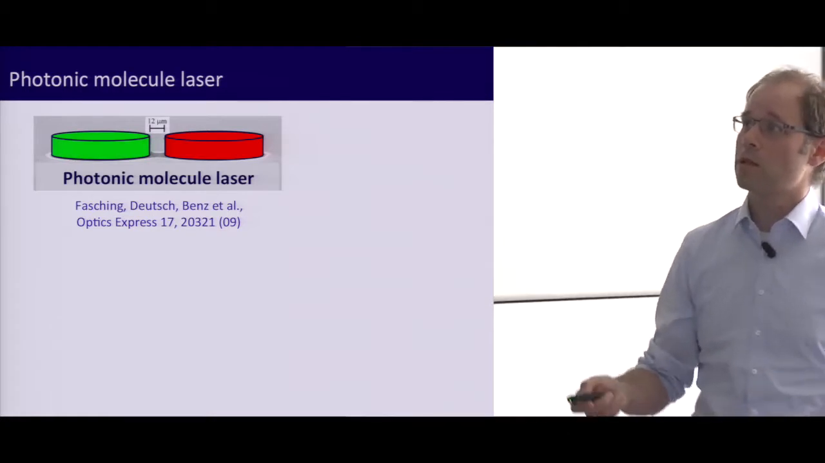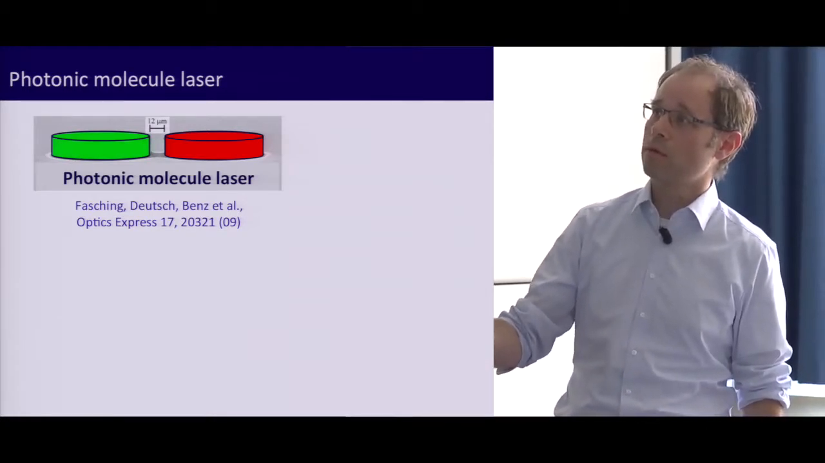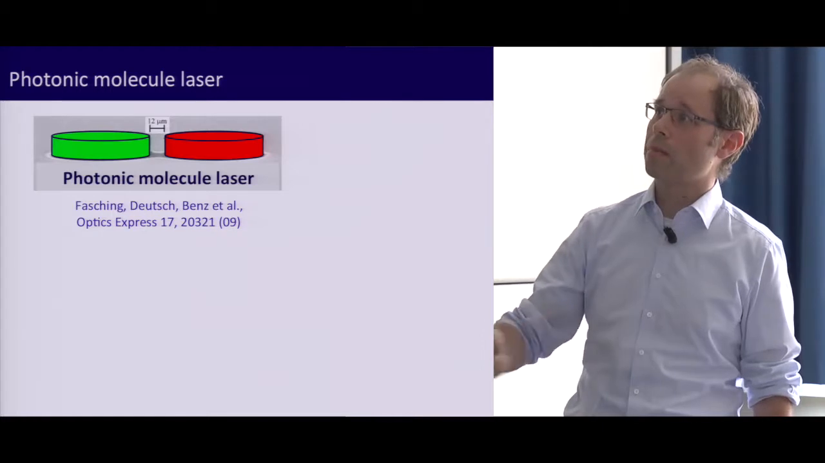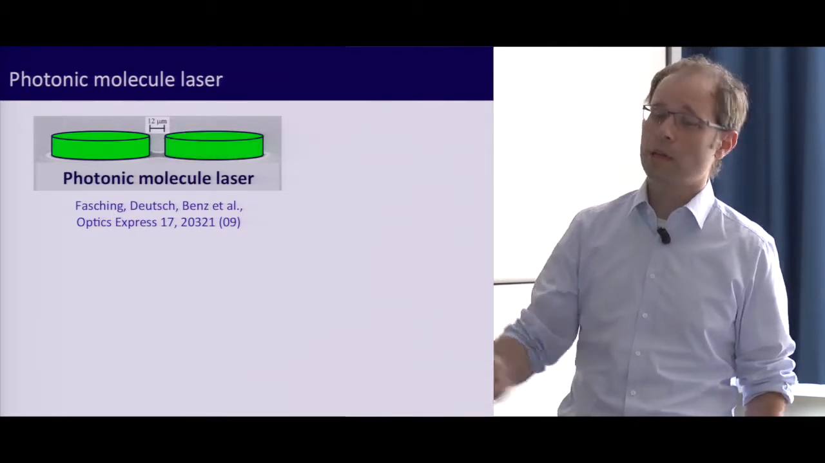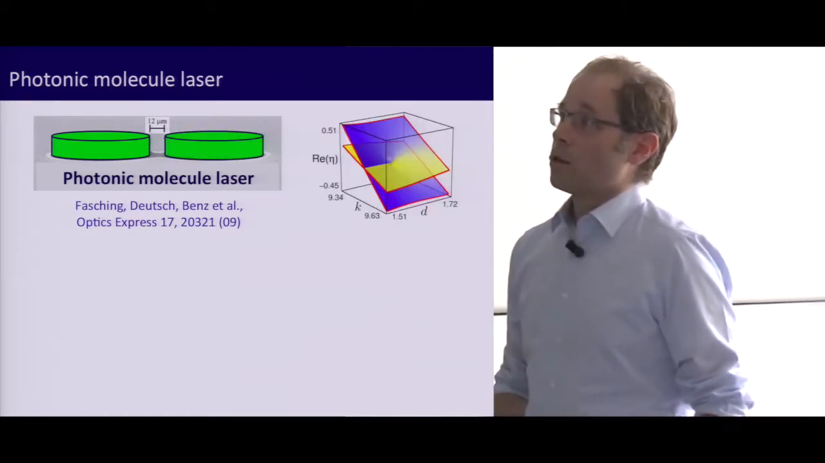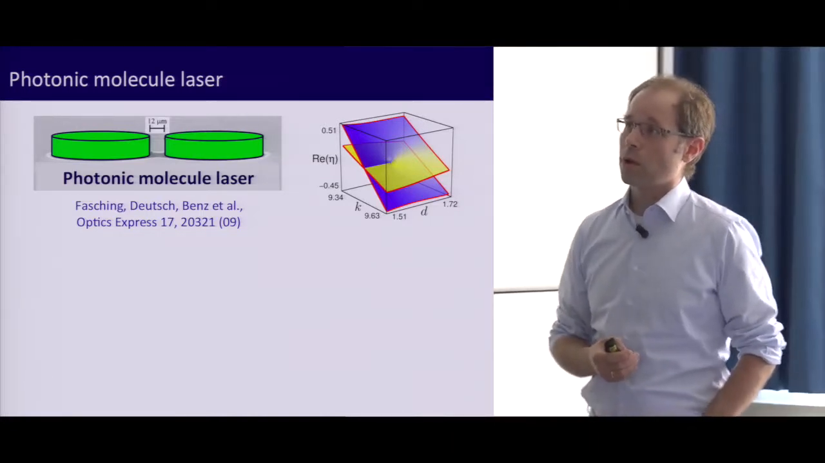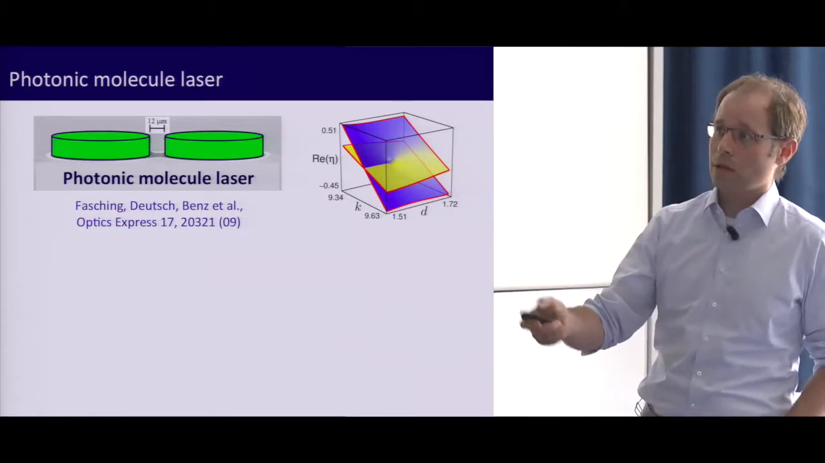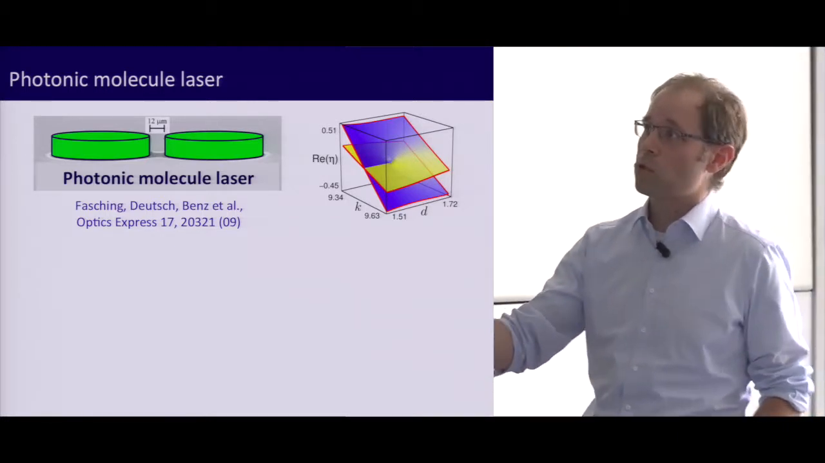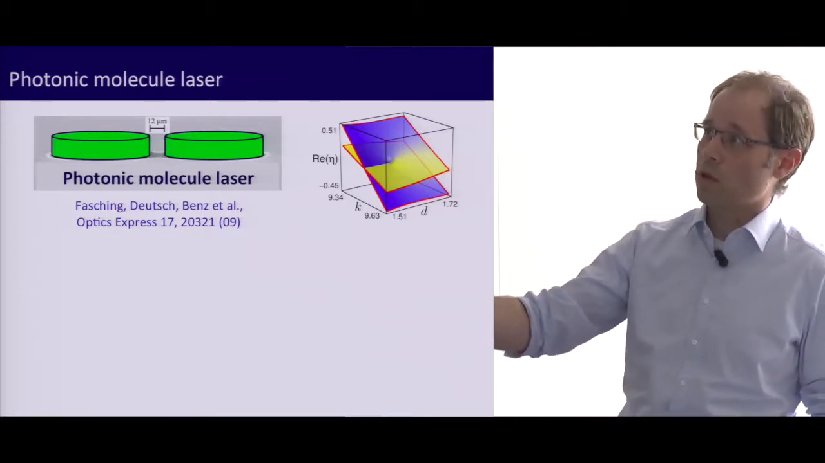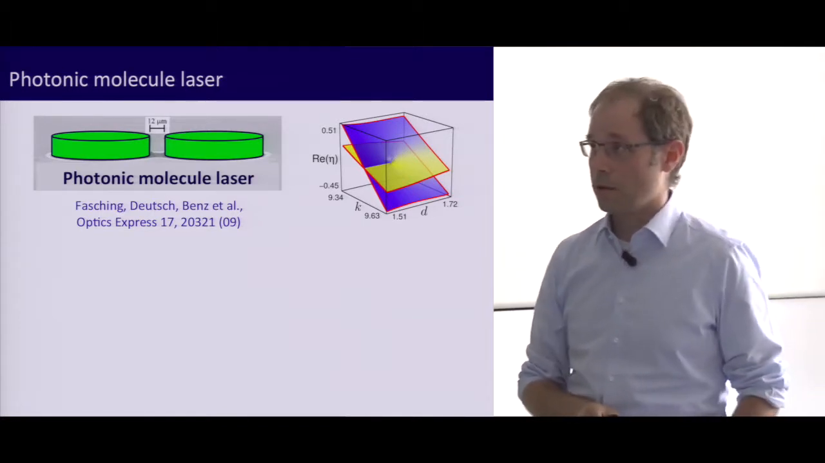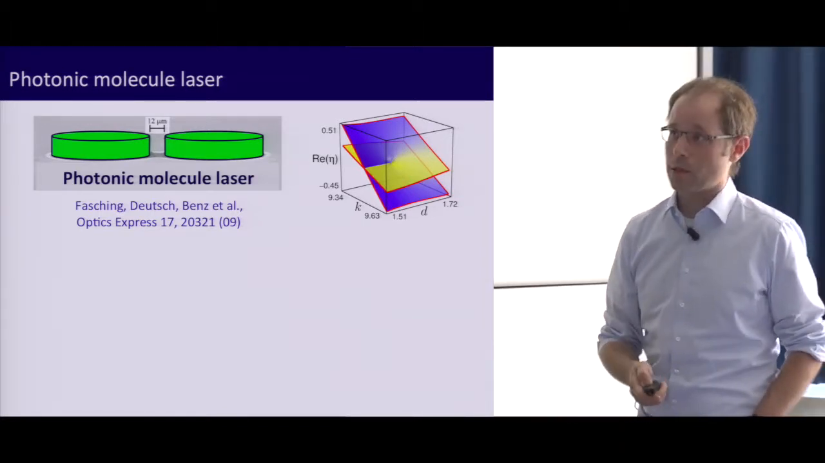So the strategy is here the same. You first pump one, and then you increase the pump in the other one here, and then you see what happens. So we solved laser equations to find out what's going on. And in the laser equations, and I don't have time to go into the details, but we saw that in the lasing equations, we also saw the structure, the Riemann sheet structure associated with an exceptional point.